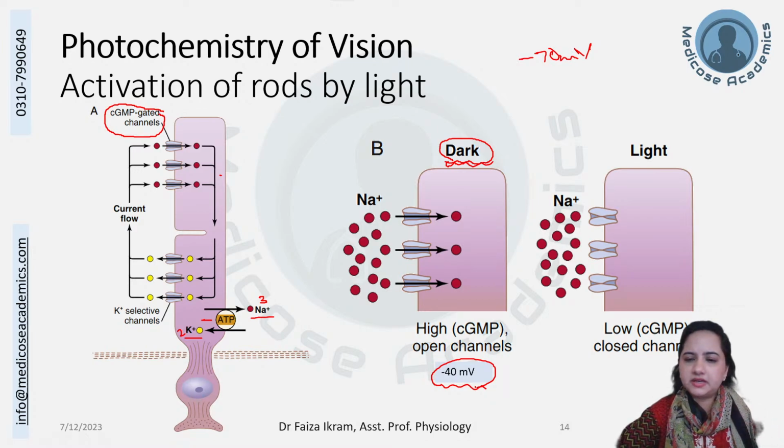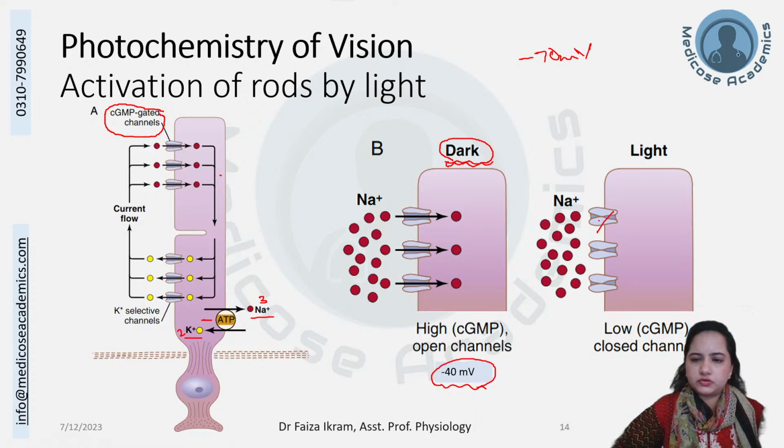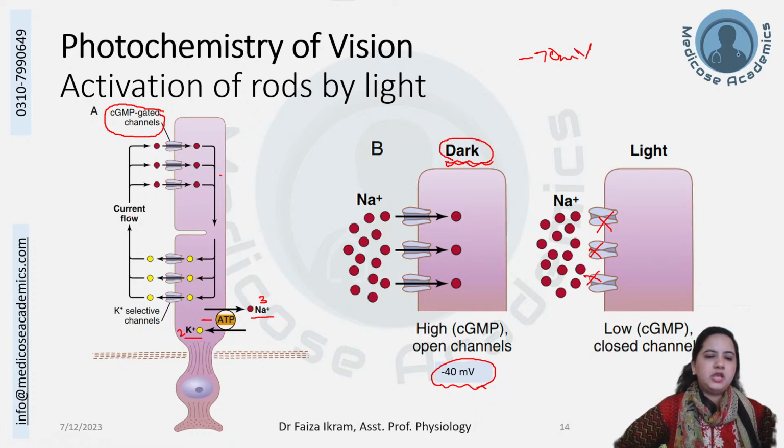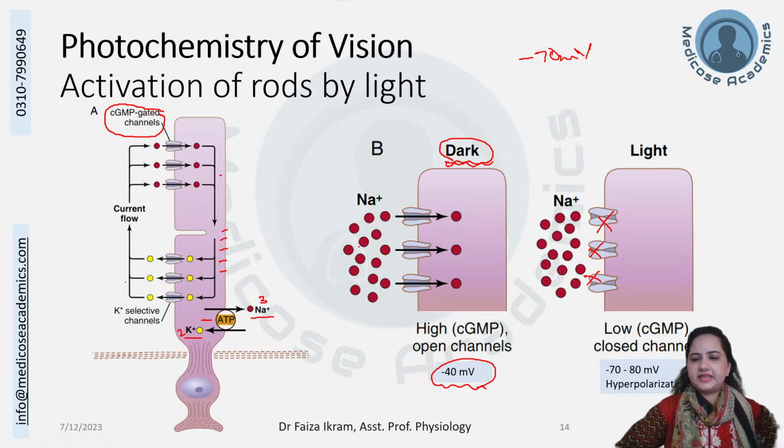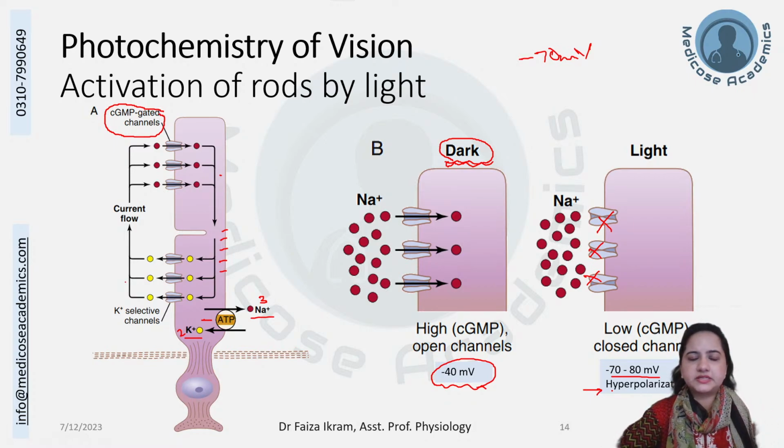What happens when the light comes? These sodium channels are closed. Sodium can no more enter into it. Now potassium ions are leaving through these channels, leading to increased negativity inside the cells, and the polarity of the cells becomes minus 70 to minus 80 millivolts. Hyperpolarization occurs. This is one of the very few examples in the body where a stimulus, instead of causing depolarization, is causing hyperpolarization, and the reason is in front of you, the closure of cGMP gated sodium channels.